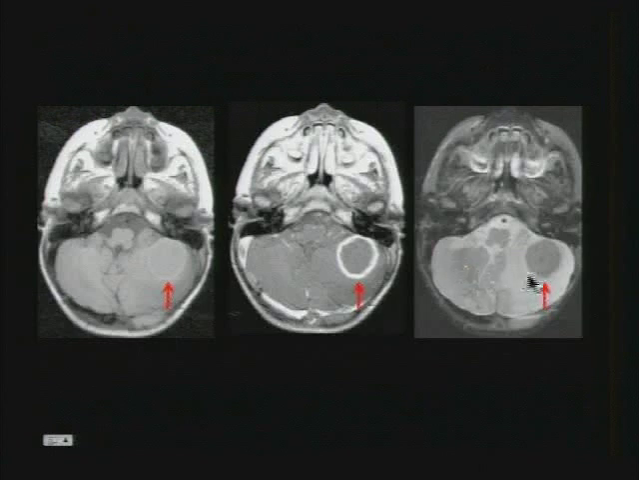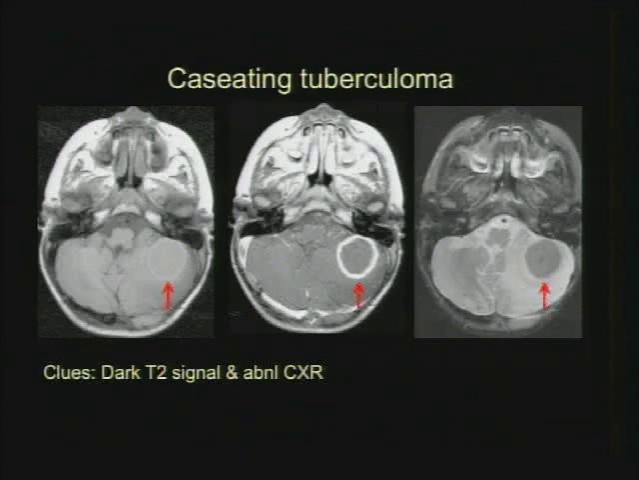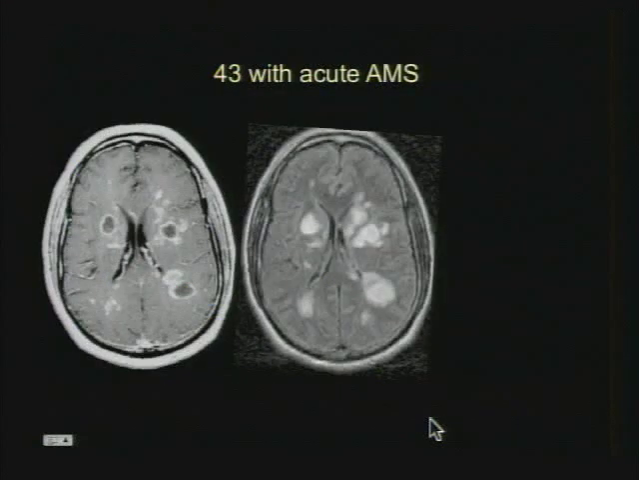If you look on the T2 weighted sequence, it's homogeneously dark. So putting this together with an abnormal chest x-ray, one of the things you should suggest is a caseating tuberculoma, and that's what this is. And if you look at this patient a year later, you can see the calcification after treatment. So here's a 43-year-old with acute altered mental status. So on the post-contrast image, you see multiple ring-enhancing lesions. You also see some that have more punctate and linear enhancement.